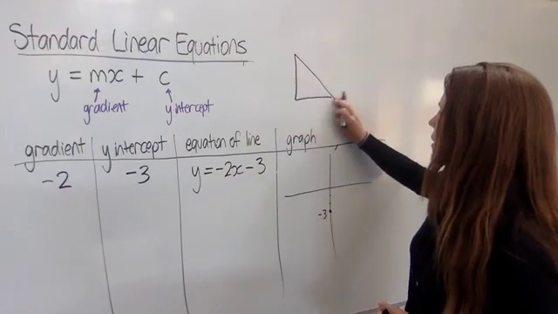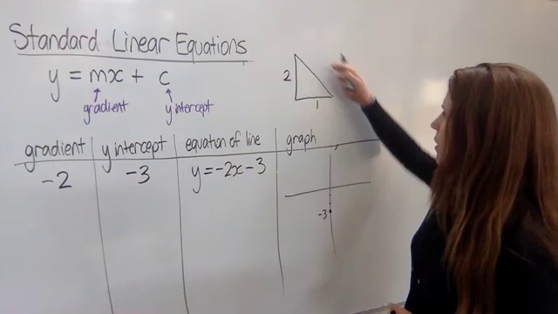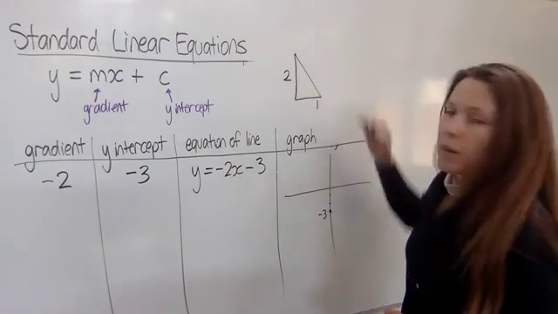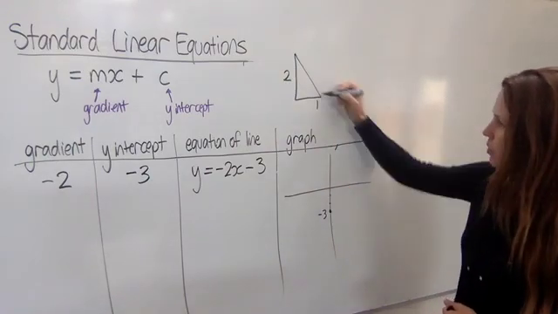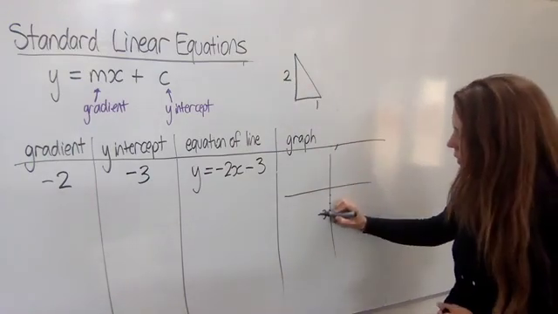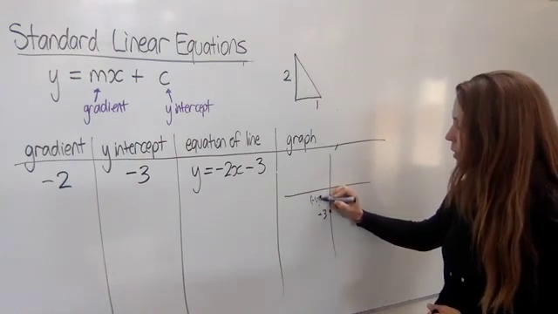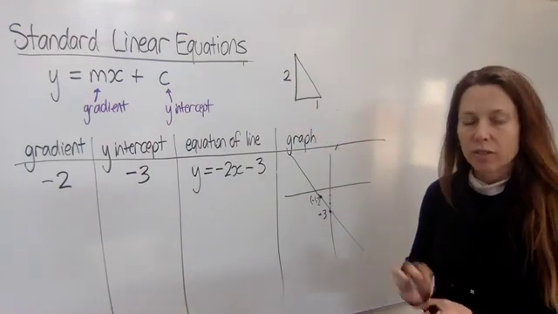Now, a gradient of minus 2 means that we have 2 units this way for every 1 this way. I haven't built that very well. That looks a bit better. It's quite a steep line going that way. So it's going to come up this way. And to build it, just go across 1 and up 2. And we know it will go through this point here, minus 1, and away you go. You've got 2 points. That's enough to draw your line.